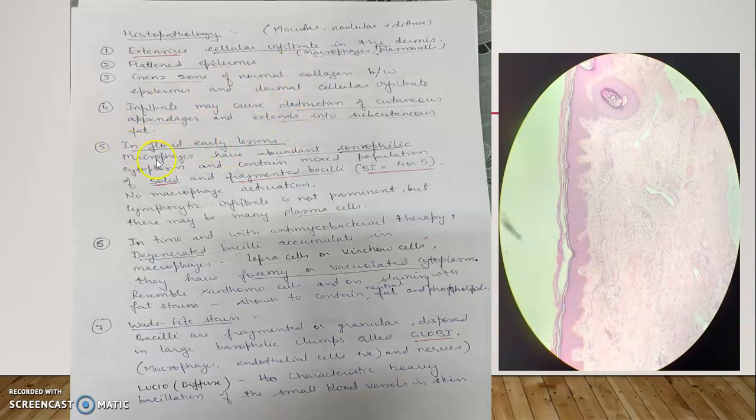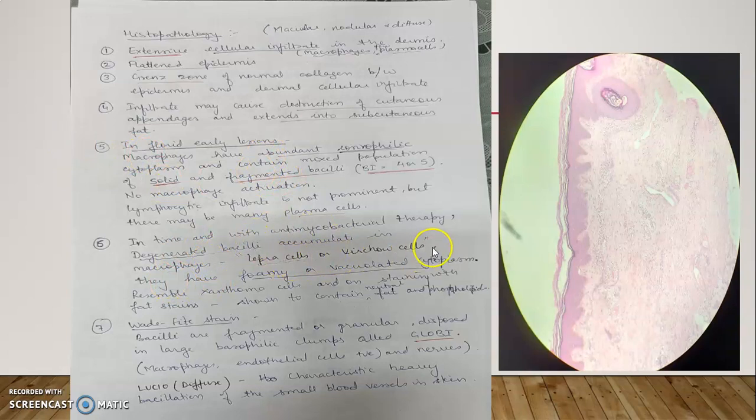In florid early lesions, macrophages have abundant eosinophilic cytoplasm and contain a mixed population of solid and fragmented bacilli with bacterial index 4 or 5. No macrophage activation is seen, and lymphocytic infiltrate is not prominent, but there may be many plasma cells. In time with antimycobacterial therapy, degenerated bacilli accumulate in the macrophages.